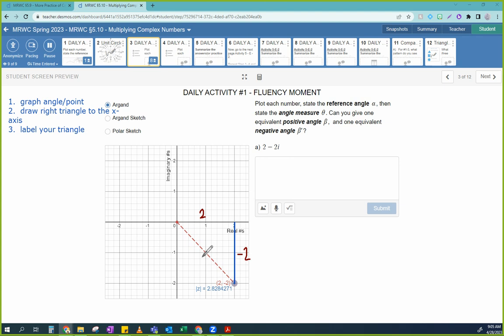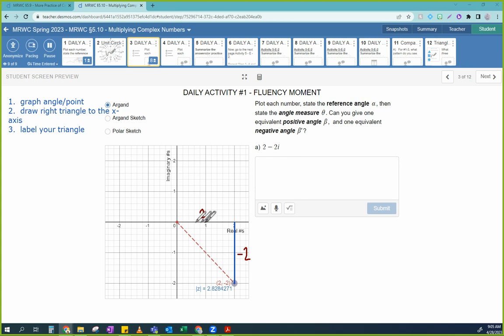Now, someone already put in the chat that this is a 45, 45, 90. How did they know that this is a 45, 45, 90? Like, what told them? Yeah, these two sides match. Miss Johnson, they actually don't. This is a 2 and this is a -2. These two sides are congruent.